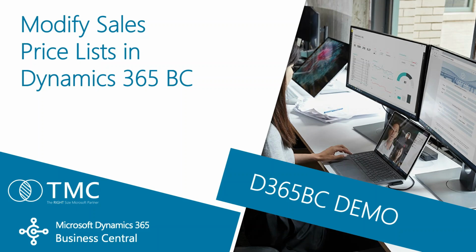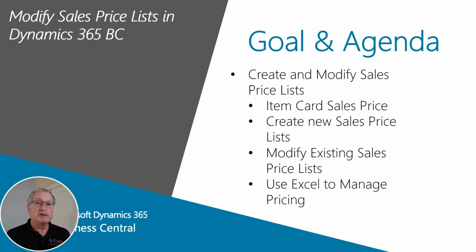I want to show you how you can modify the sales price list in Dynamics 365 Business Central. The sales price lists are relatively new, and there's some functionality in there that I think you should be using, and you may be using it already. One of the tricks, though, is how do I modify those sales price lists? I'm going to show you 3 ways to do it.